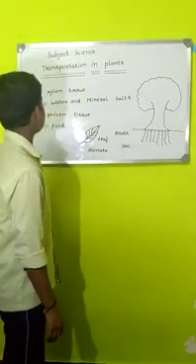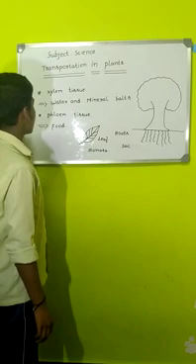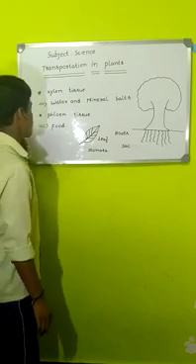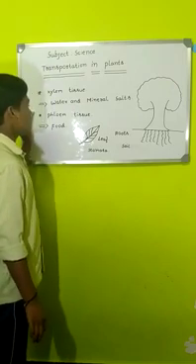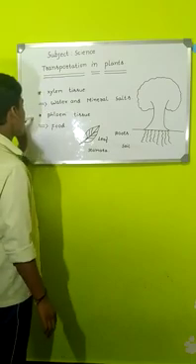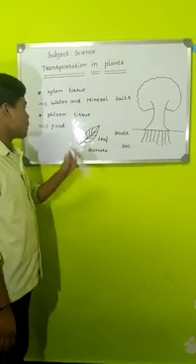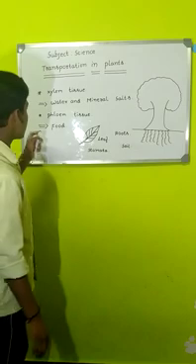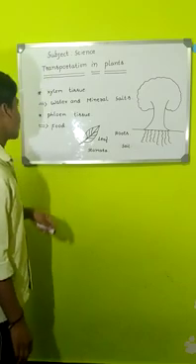Transportation in plants consists of two components. Those are xylem tissue and phloem tissue. Xylem tissue transports water and mineral salts to all the parts of the plant. Phloem tissue transports the food to all the parts of the plant. Now let us know the function of these two components.